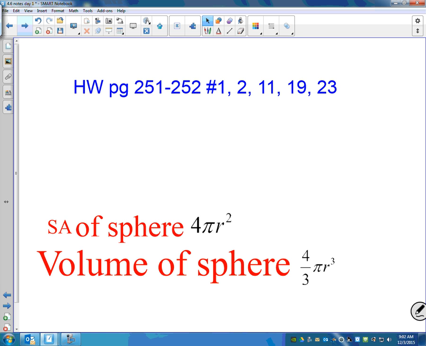Okay. I put some formulas there for you in case you don't remember them, because there are some questions on your homework about a spherical balloon, and so you need to know the surface area of a sphere, which is 4 pi r squared, and the volume of a sphere, which we happened to use in college algebra yesterday, 4/3 pi r cubed, as you're doing some of those problems.